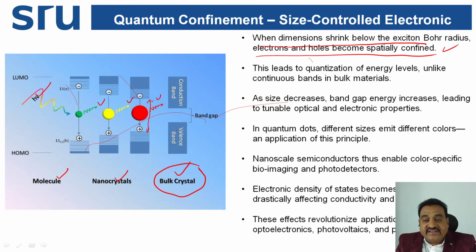The electronic density of states becomes discrete, drastically affecting conductivity and absorption. These effects revolutionize applications in optoelectronics, photovoltaics, and photonics.